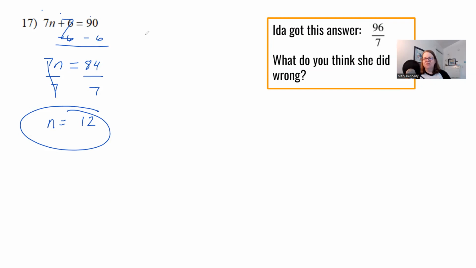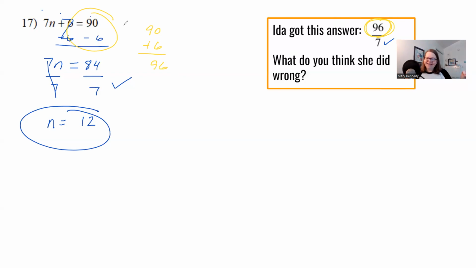But let's see if we see any commonalities. Like I see over 7 right here, and I see over 7 right here, so that part's probably right. So has it hit you yet what it should have been? Right here, I subtracted 6 because I needed to get rid of that +6. But if I had added 6, think about what we would have gotten. We would have gotten 96. And that's where Ida made her mistake. She added when she should have subtracted. That's the error.